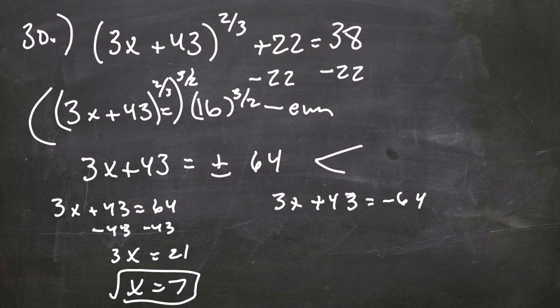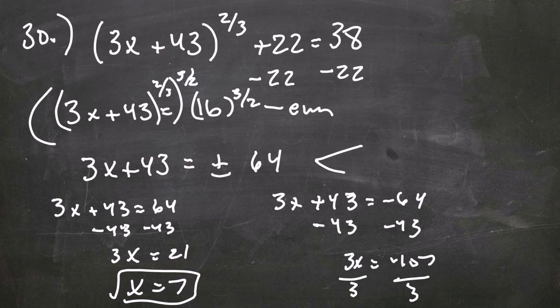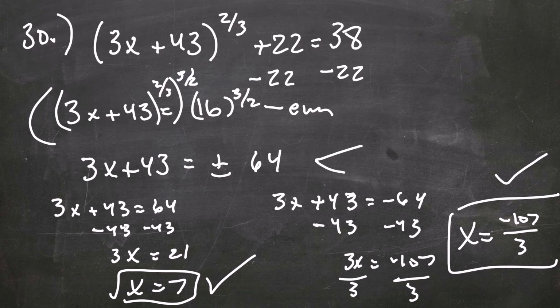Most of us are going to get 7. Most of us aren't going to get this next answer because we're going to forget about the plus or minus. So we get 3x equals negative 107, divide by 3, divide by 3. X equals negative 107 over 3. Plug them both in. They both work. So don't forget to show your check step. And that's it for 30.